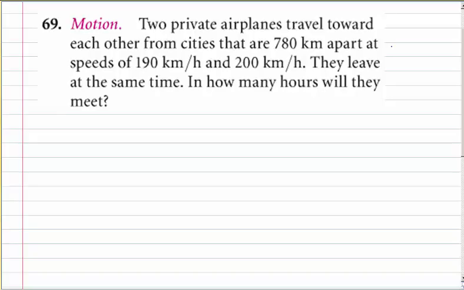This is what we call a motion problem, and it's going to use the formula rate times time equals distance. So in this problem, we have two private airplanes traveling toward each other from cities that are 780 kilometers apart. It's sometimes helpful to just do a little sketch so you know what's going on, because that's going to help you with what you want to do with the distances.